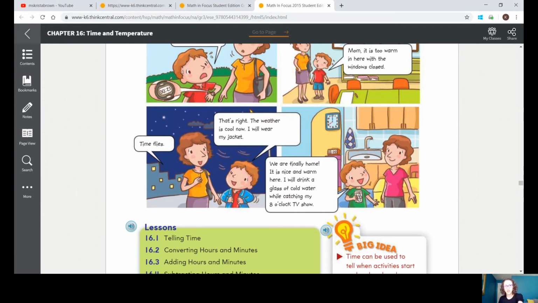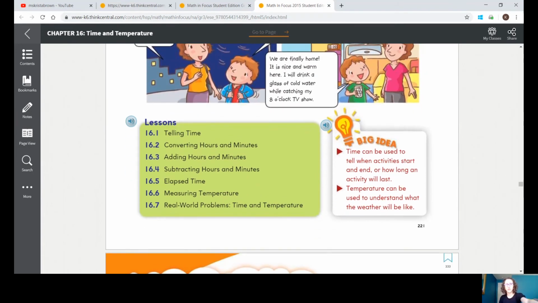And then the last one, if you check the time again, there's the analog clock on the wall, and there's also the digital one. It's 8 o'clock. He says, "We are finally home. It is nice and warm here. I will drink a glass of cold water while catching my 8 o'clock TV show." All right, there's your little intro.